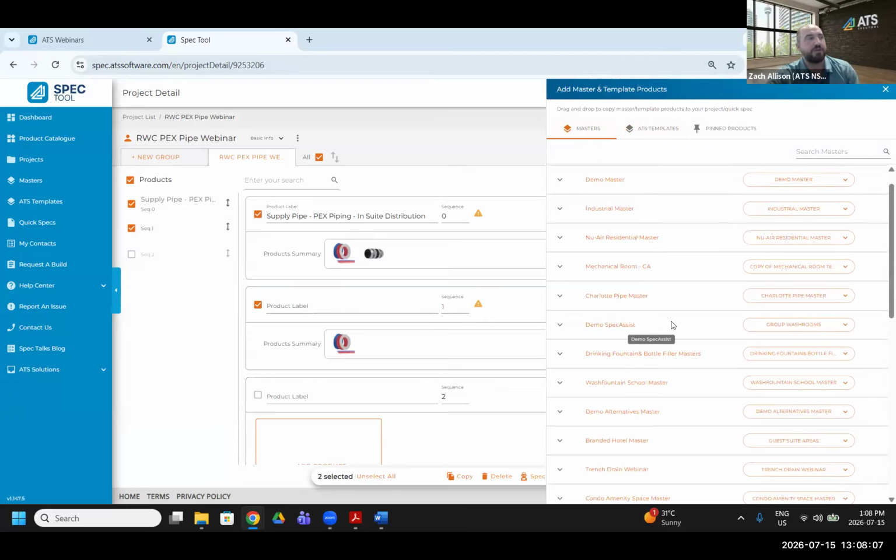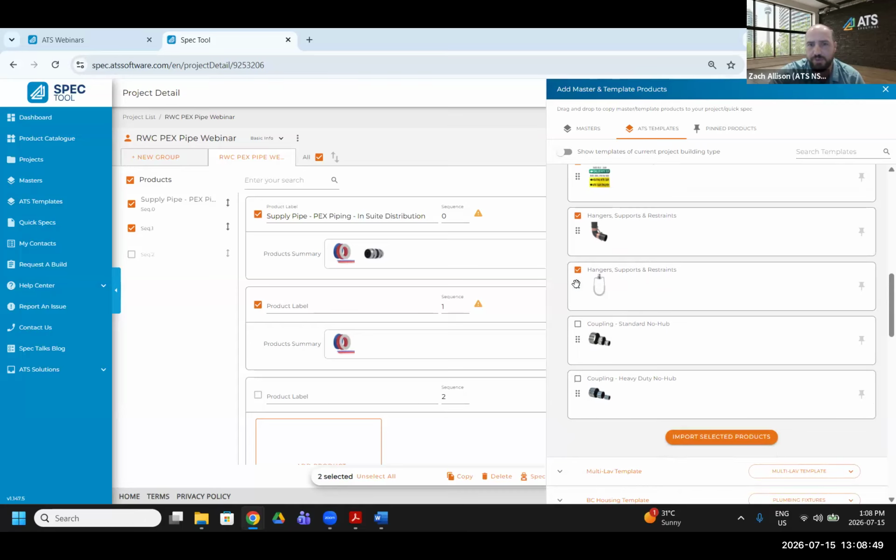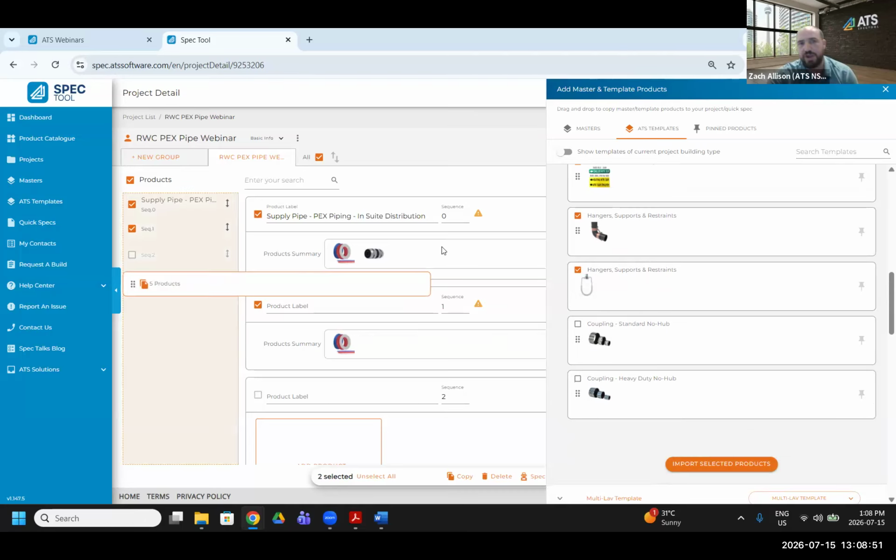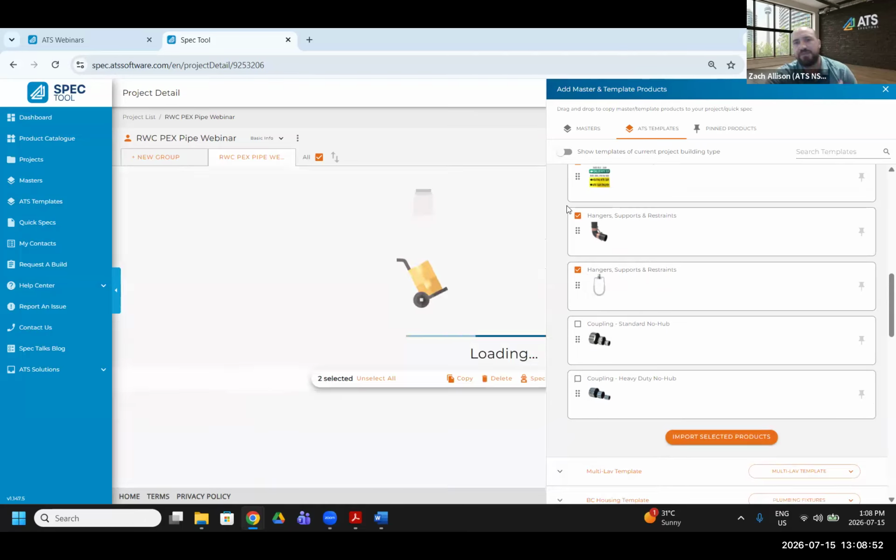And then when you want to bring that master in, or the products from the master, we just check the boxes. We need our supply and our waste pipe. We need identification. Maybe we need hangers and supports. And we can either hit this to import all the selections, or we can grab the dots and just drag and drop those 5 products from our approved selections into our application.